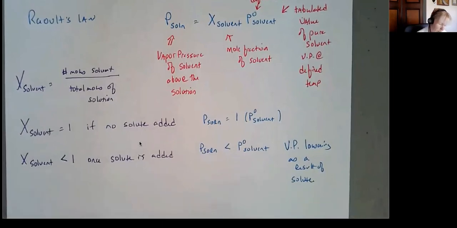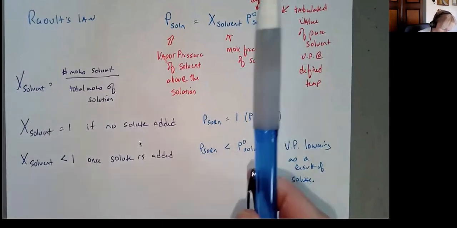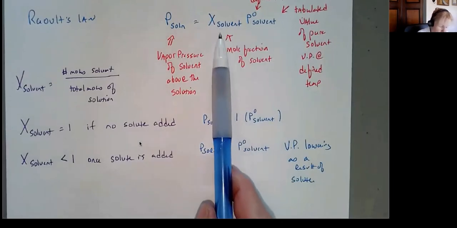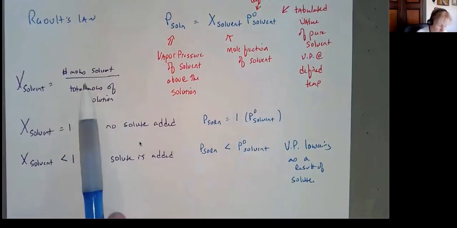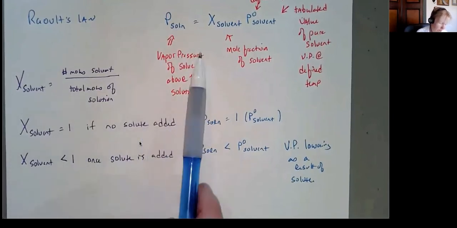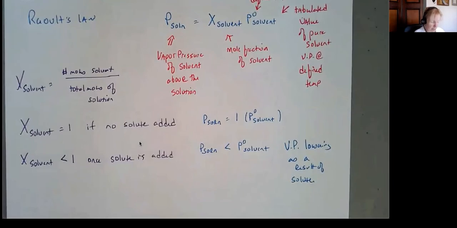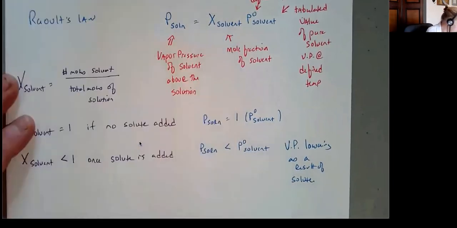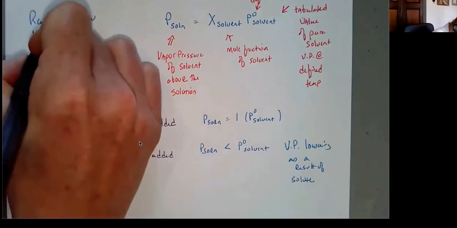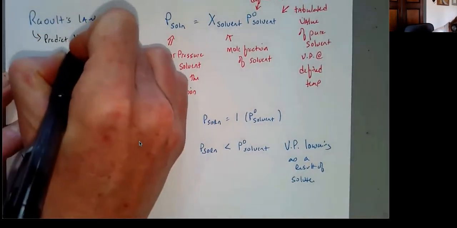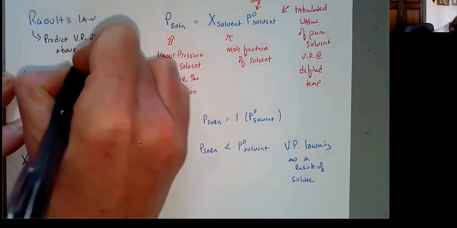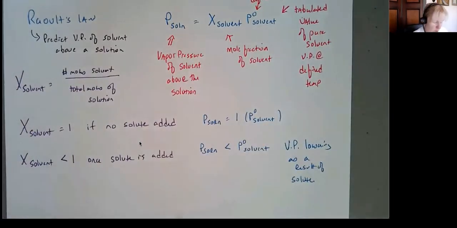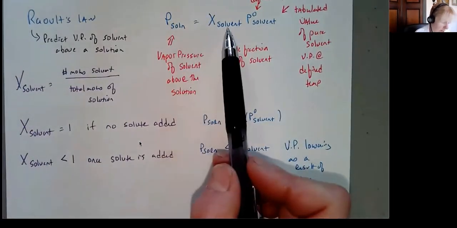So when I add glucose to water, I'm decreasing the mole fraction of water molecules because I'm increasing the number of solute molecules, so this value is going up, this is staying the same, and so this is going to go down. So Raoult's law allows us to predict the vapor pressure. I'm going to use this to predict the vapor pressure of the solvent above a solution. So that's what I'm going to use Raoult's law for. What is my vapor pressure of water now that I've added a solute to it?